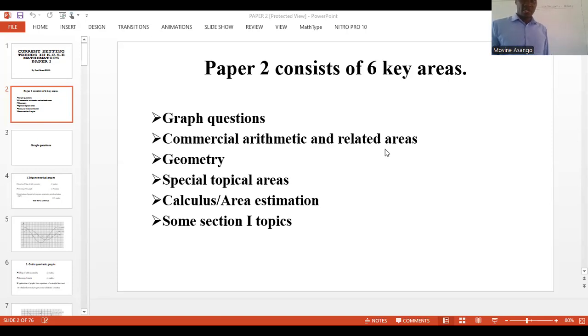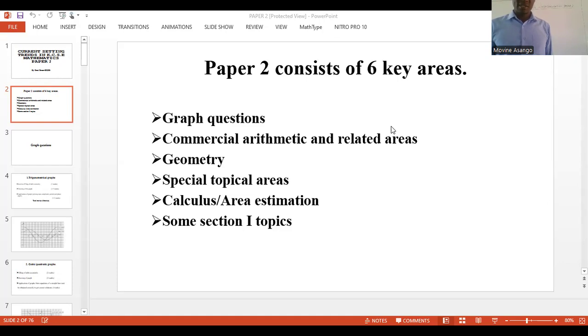We will talk about the graphs. After talking about graphs, we will be talking about commercial arithmetic and related areas. After that, we are going to be talking about geometry. Geometry consists of some topics that we will see. Then we have an area which I have called specialized topical areas. Specialized topical areas, I will give you the topics that are based under this.